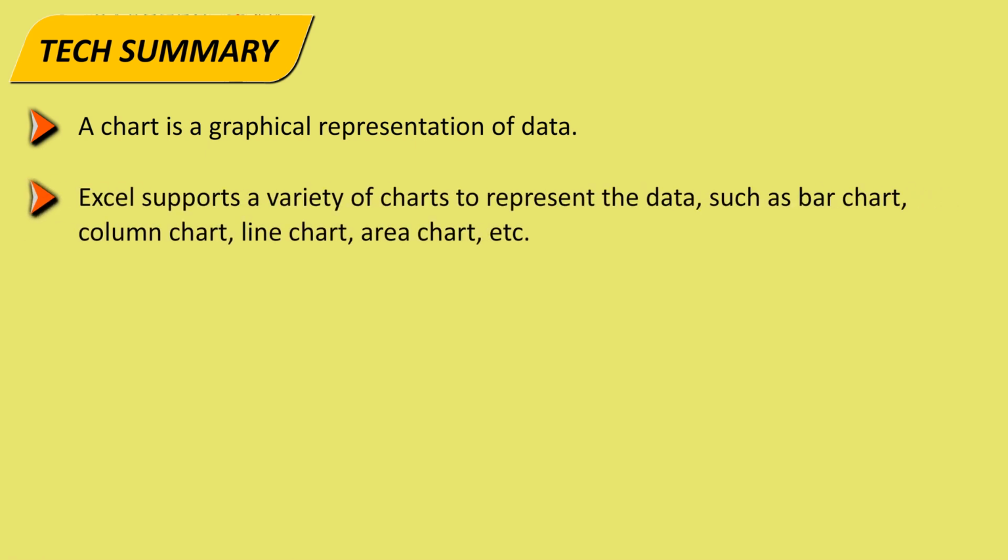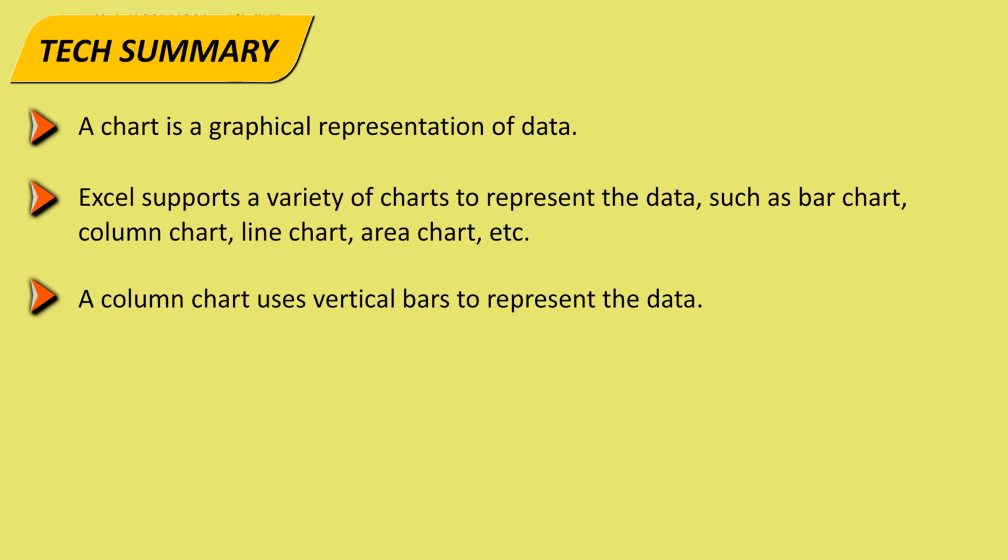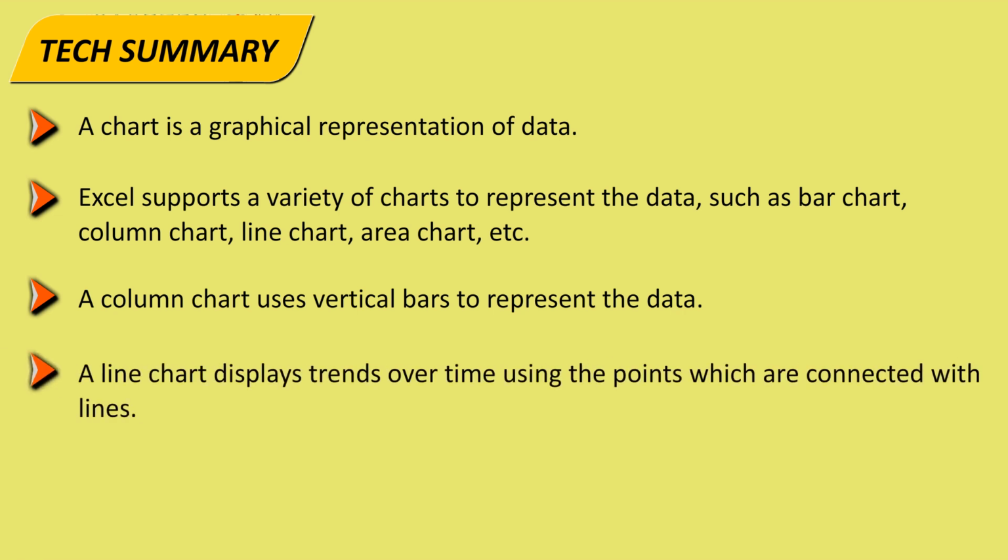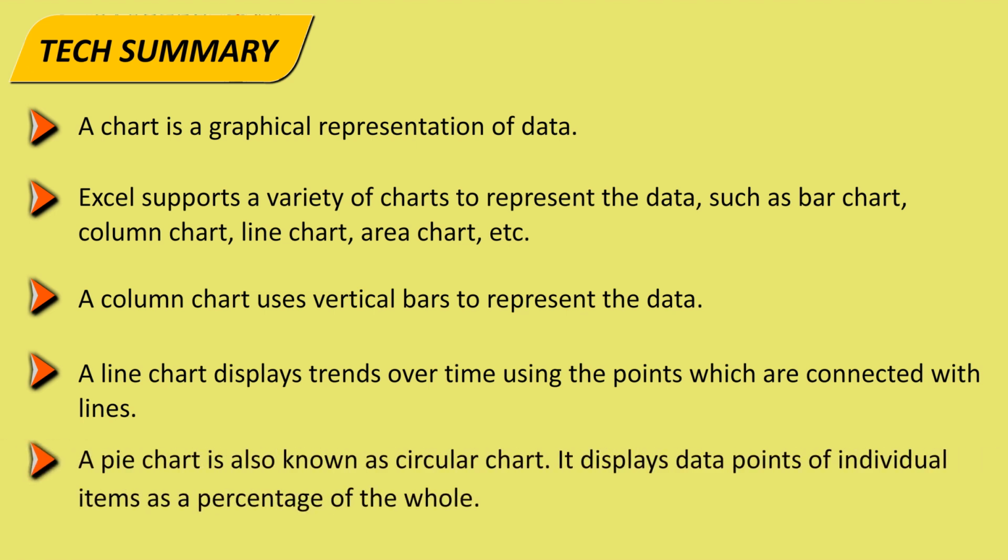Excel supports a variety of charts to represent the data, such as bar chart, column chart, line chart, area chart, etc. A column chart uses vertical bars to represent the data. A line chart displays trends over time using the points which are connected with lines. A pie chart is also known as circular chart. It displays data points of individual items as a percentage of the whole.